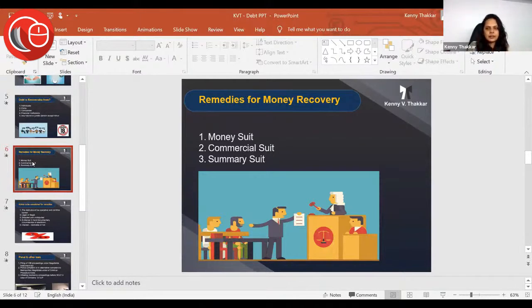So what is a civil remedy? A civil remedy basically means going to the court and asking the court to direct the debtor to pay you the money, to recover your debt. That's one process you follow for recovery of money. Now, what kind of suit should I file? Basically you can file a money suit, a commercial suit or a summary suit.